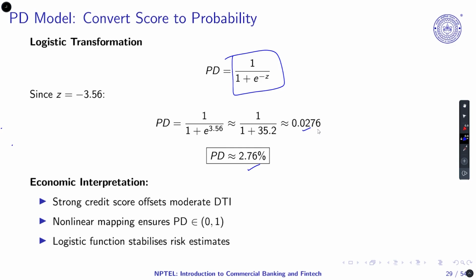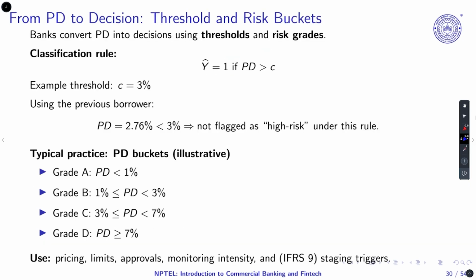But if it is on a higher side, then you can say that it will be a riskier case. Here we can think about what kind of portfolio we are considering, but in most practical situations, this is how it is dealt with. I have also created a scenario for what the range of PD will be. Banks convert PD into a decision using thresholds and risk grades. So y hat is equal to 1 if PD is greater than c.